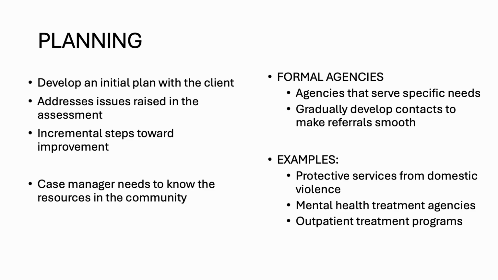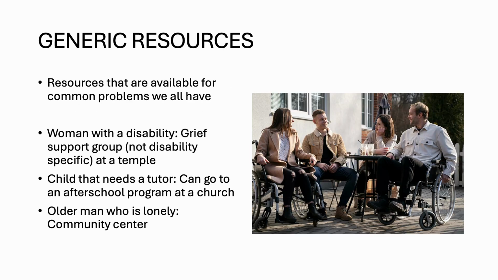Here's another example is protective services from domestic violence, mental health treatment agencies, and outpatient treatment programs. So as a professional, you would want to know what is available in your city, your community, right? So that way you can then make these referrals and you can feel somewhat confident that these places are going to help your client achieve their goals. All right, so there is also generic resources. So resources that are available for the common problems that we all have. So this is not a specialist type agency.